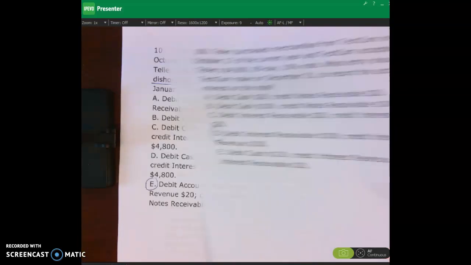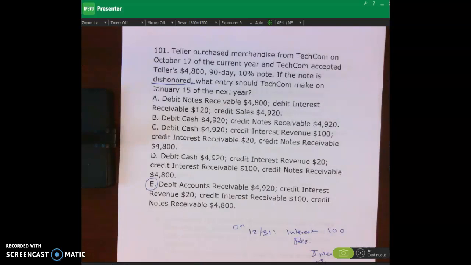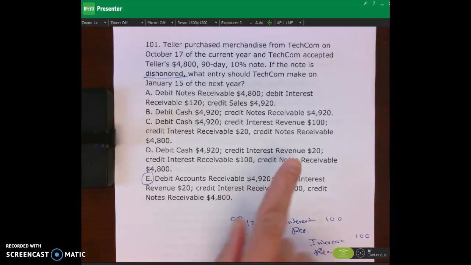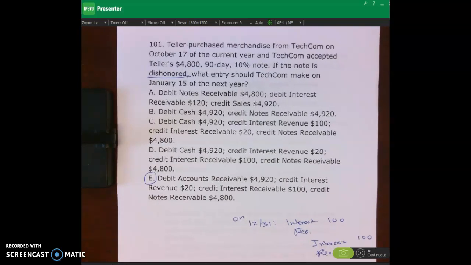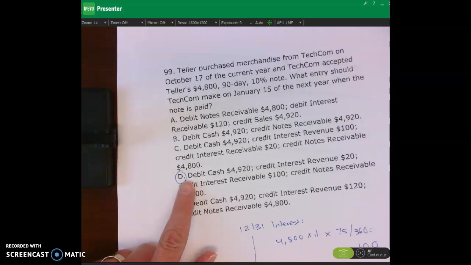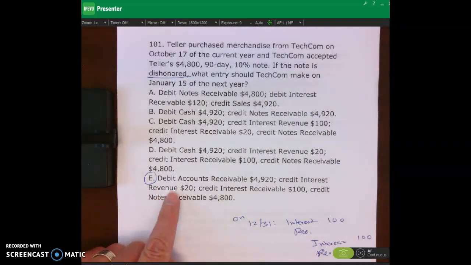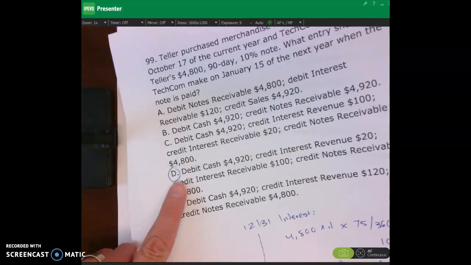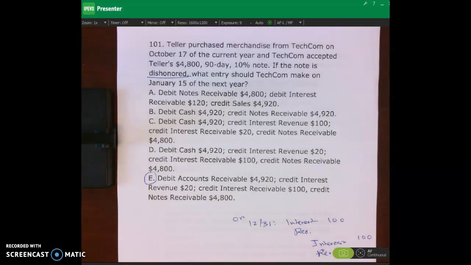Okay, let's look at number 101 on page 208. So number 101 is the exact same scenario. It's Teller Company, and we're TechCom, and they purchased merchandise, and they owe us on January 15th, right? And so we did this problem, number 99, right here. This is when they paid us, assuming that the note is honored. With number 101 here on page 208, we're saying the note is dishonored. That means they didn't pay us. So rather than debiting cash, we debit accounts receivable. E is the right answer.